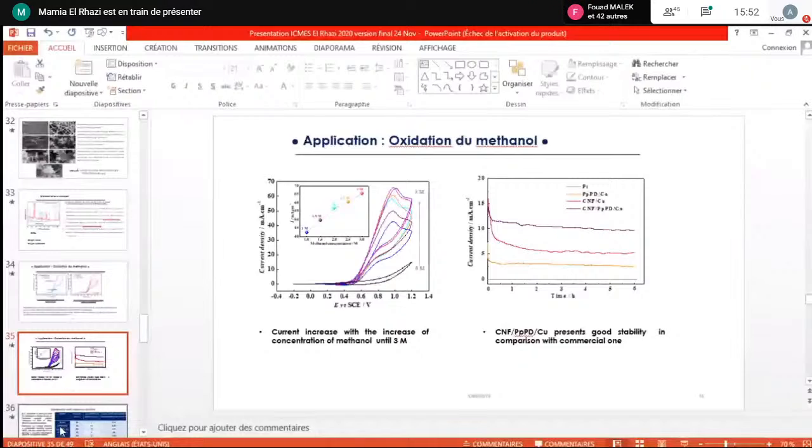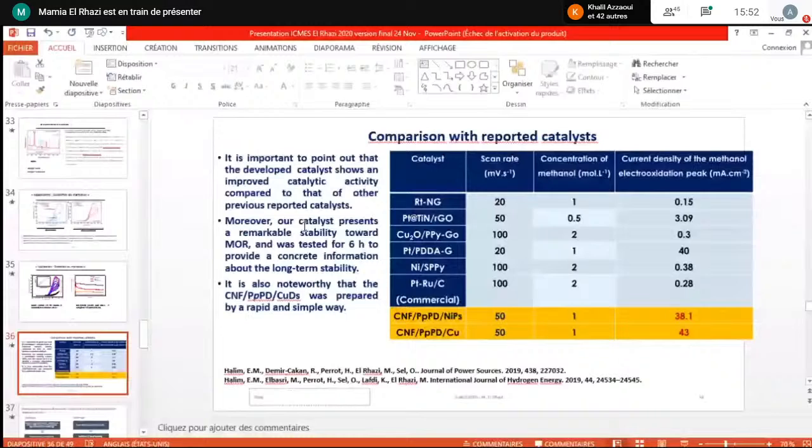So if we compare with reported catalysts in the literature, it's important to point out that the developed catalysts show an improved catalytic activity compared to that of other previously reported catalysts. Moreover, our catalyst presents a remarkable stability toward the methanol oxidation reaction and was tested for 6 hours to provide complete information about the long-term stability. It's also noteworthy that the polymer or composite forms were prepared in a rapid and simple way.